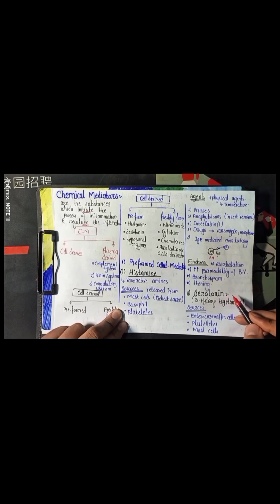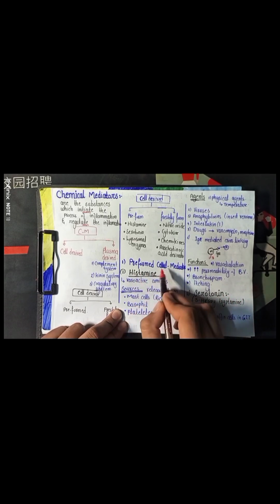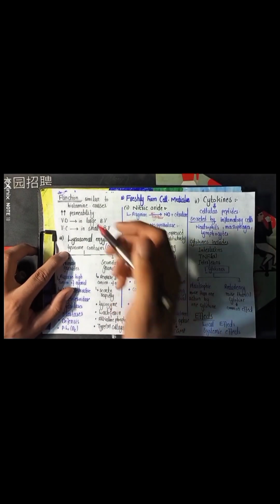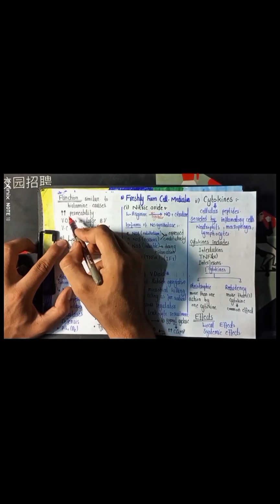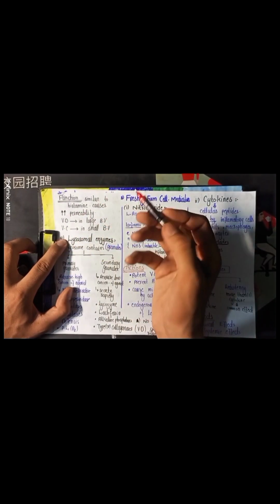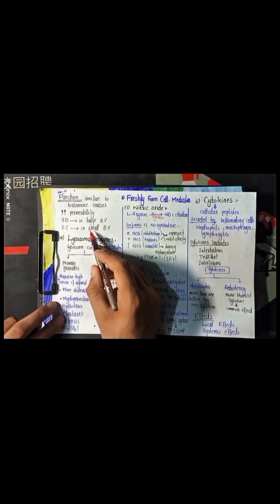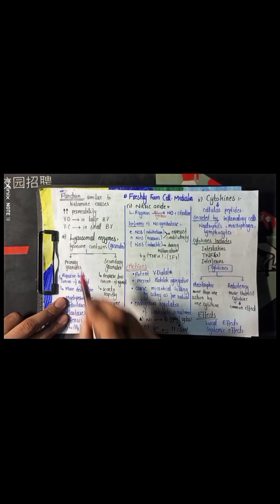The second one is serotonin. So serotonin is also a free-form cellular mediator and it is also known as the 5-hydroxytryptamine and it is a derivative of the tryptophan amino acid. The serotonin sources include enterochromaffin cell, which is found in the stomach, and they are also released from the platelets and the mast cell. Now let's talk about the function of the serotonin. So they are similar to the histamine, like they increase the permeability of the blood vessel and they also cause vasodilation in the larger blood vessel. But in smaller blood vessel, the serotonin causes vasoconstriction.